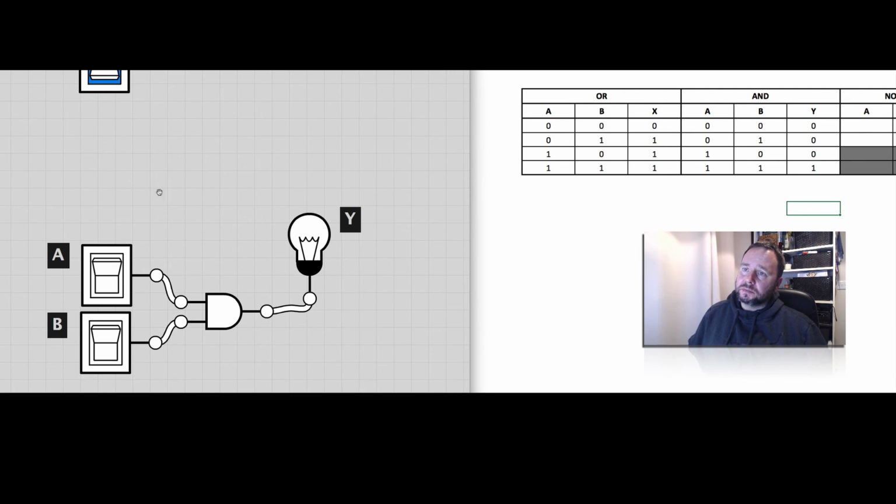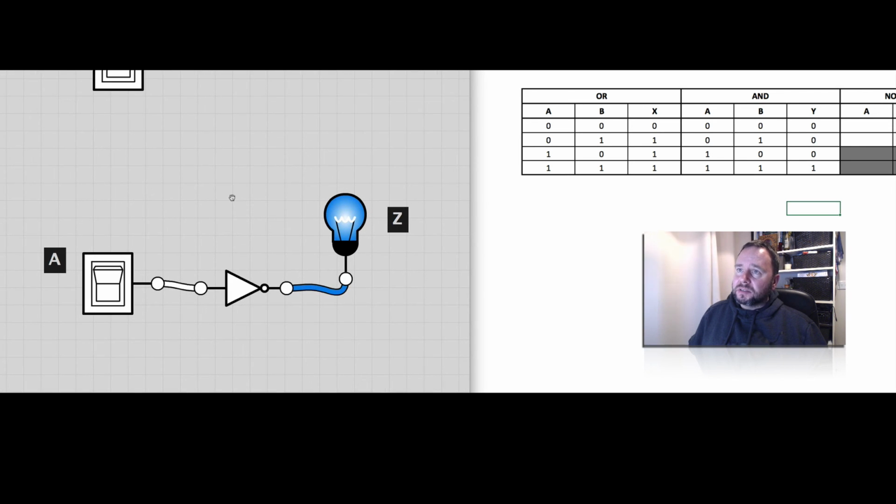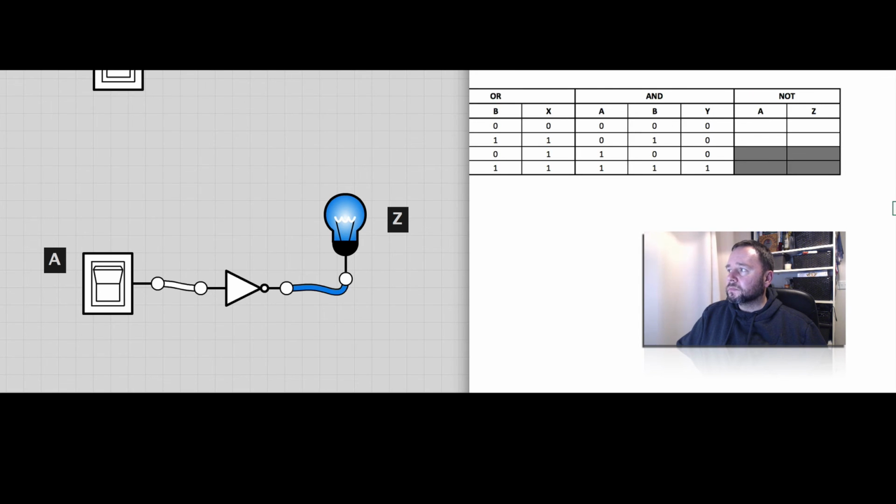A NOT gate is an inverter. There are only two combinations to go in, on or off, because there's only one switch. So off, on. And it's an inverter. It inverts, it flips, as you can see.